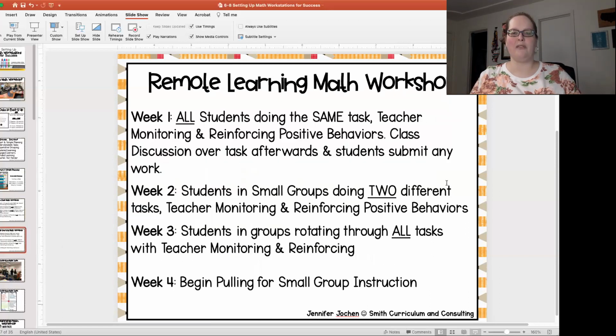Now, let's talk about how this would work for remote learning. In remote learning, it should only take 3 weeks before we go into small group. So in week 1, whether you're in Zoom or Google Classroom, however you're doing it, all students are doing the same task. The teacher is monitoring by watching the screens and reinforcing positive behaviors. During this time, you would give it as independent instruction. You wouldn't want them to break out into small groups yet. You want them working on a simple task that is independent.